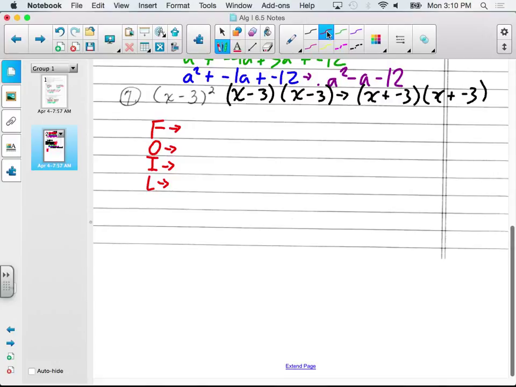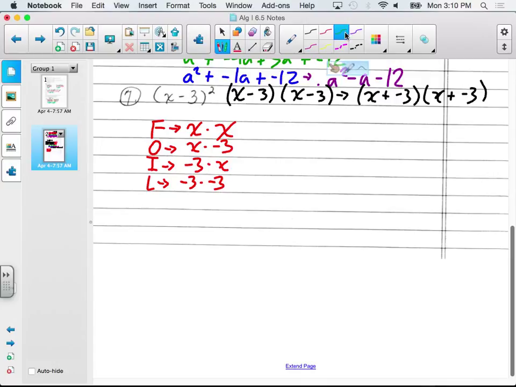Alright, so what are our first terms that we have? X times x. X times x, so first term there, first term there. What are our outer terms? X times negative 3. How about our inner terms? X times negative 3. So which one comes first? Negative 3 times x. Yeah, negative 3 times x. Then our last term, negative 3 times negative 3.